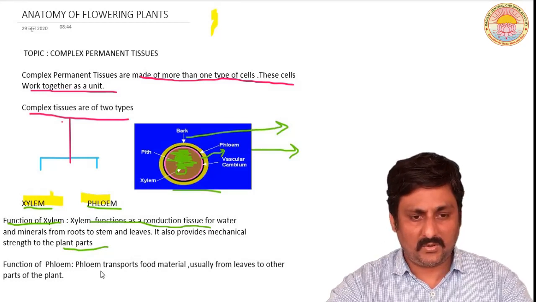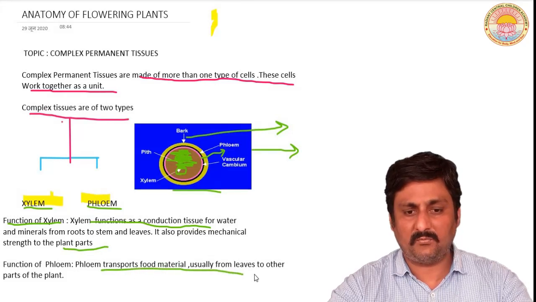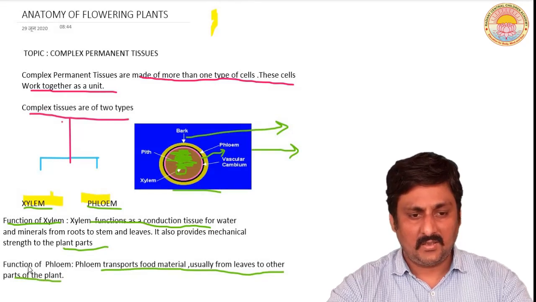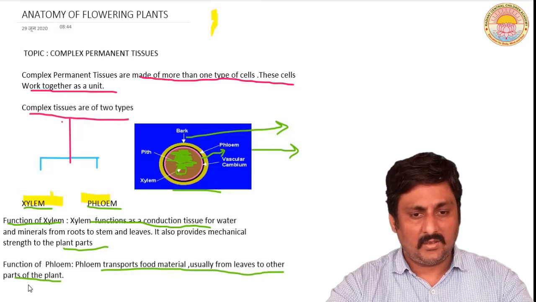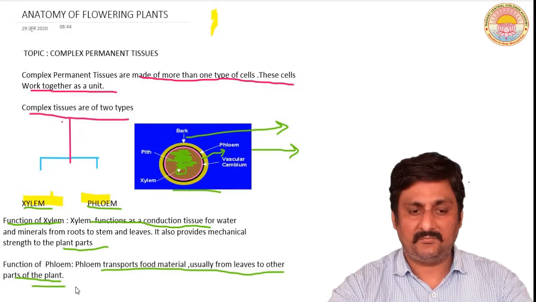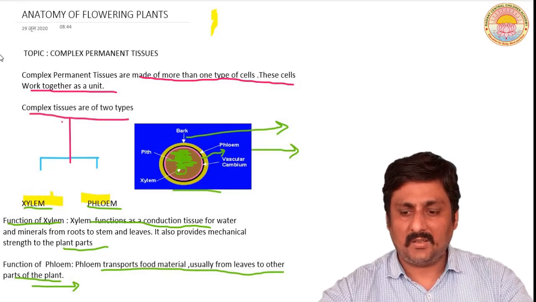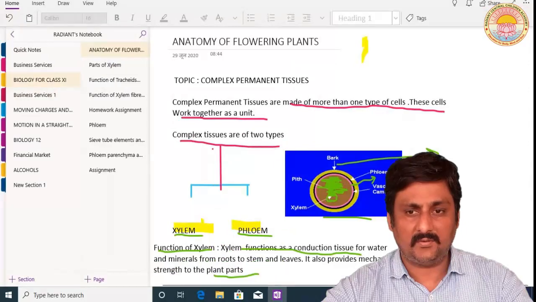Now let us talk about the functions of the phloem. Phloem transports food, usually from the leaves, which is a place where photosynthesis occurs, as you know, and it transports food from leaves to various parts of the plant. Various parts of the plant include those parts which are actually not concerned with the process of photosynthesis.